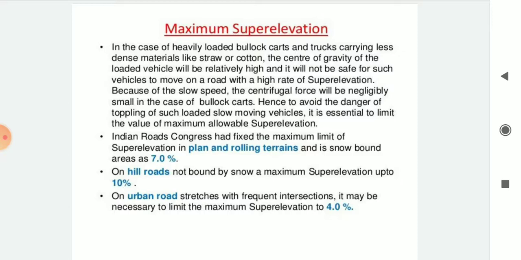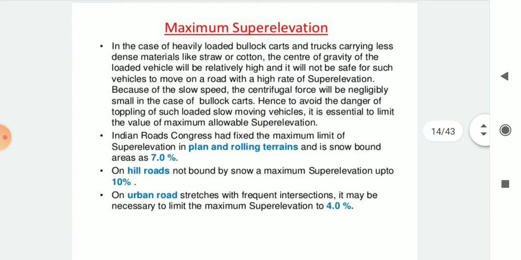The centrifugal force will be negligibly small in the case of bullock carts. Hence, to avoid the danger of toppling of such loaded slow moving vehicles, it is essential to limit the value of maximum allowable super elevation. IRC has fixed the maximum limit of super elevation in plain and rolling terrain and in snow-bound areas as 7%. On hill roads not bound by snow, maximum super elevation is up to 10%. On urban road stretches with frequent intersections, it may be necessary to limit maximum super elevation to 4%.